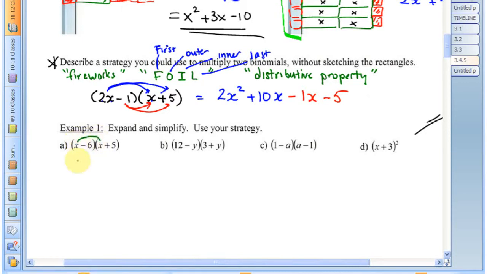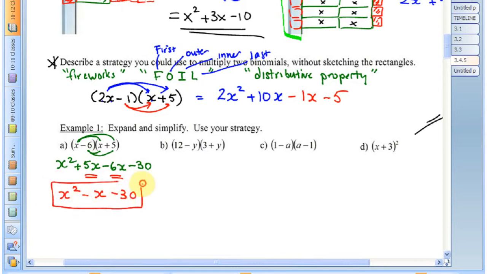The first term, x times x gives you x squared. x times 5 gives you 5x. Negative 6 times x is negative 6x. Negative 6 times 5, of course, is negative 30. Don't leave your answer like that. Always collect like terms. And in this case, I see we have 5x and a minus 6x. So what does that simplify to? Just negative 1x minus 30. You're done. Okay? I'm going to give you 3 minutes to try parts B, C, and D. Those of you at home, try it at home too.